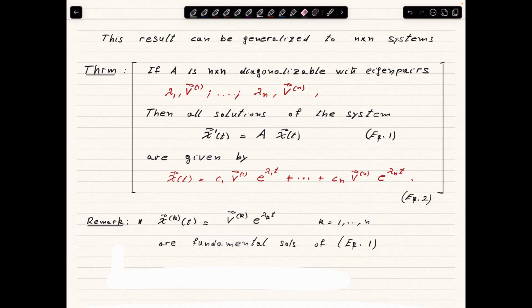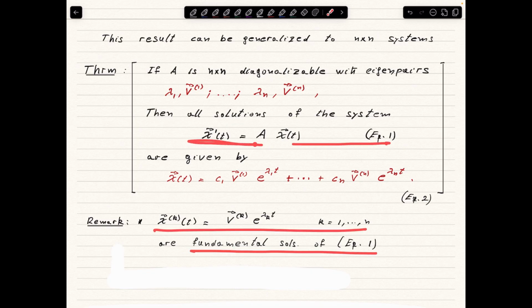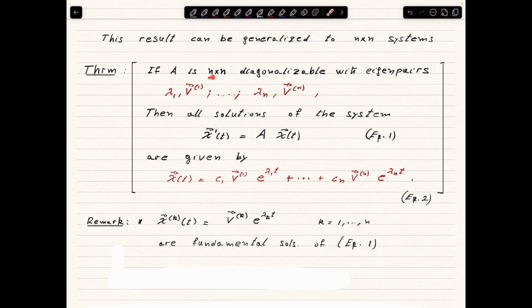So a couple of remarks. Each of these functions can be written in this form: xk, the kth function, is going to be the kth eigenvector times exponential of eigenvalue k times t. All of them together, k from 1 to n, are called fundamental solutions of this equation. You need n solutions of this type to have fundamental solutions, and of course this equation here, which is equation 2, is now called the general solution for this case.